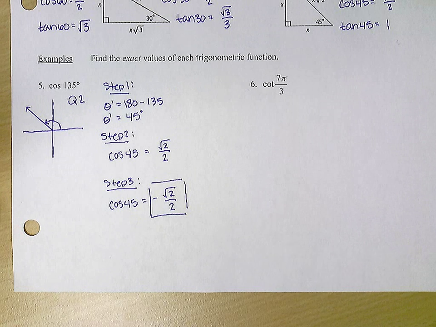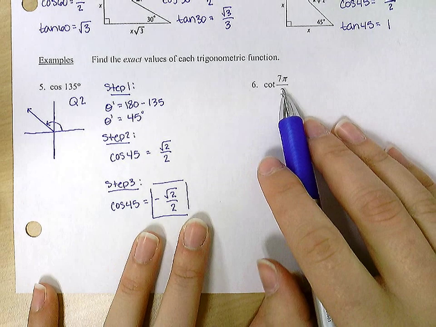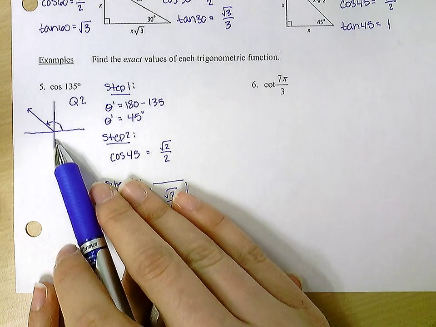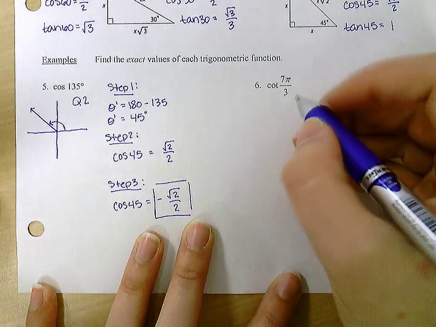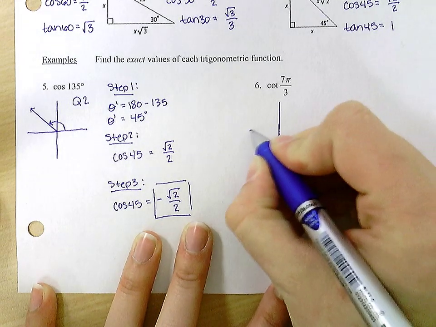All right, then the next one we have is cotangent of 7 pi over 3. If you want to, you can change it to degrees right away. I'm not going to change it to degrees right away because I know where 7 pi over 3 is. So the first thing that I want to do here is, again, find where my angle is on my graph. So I have my graph.